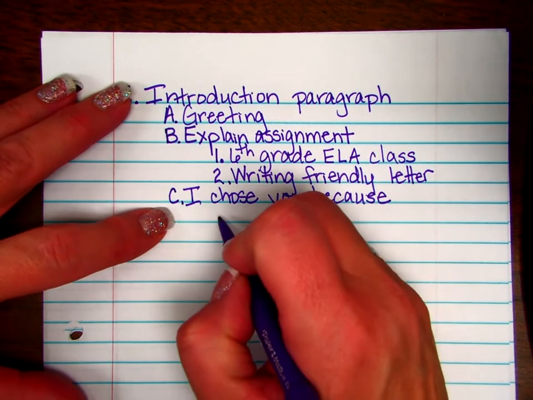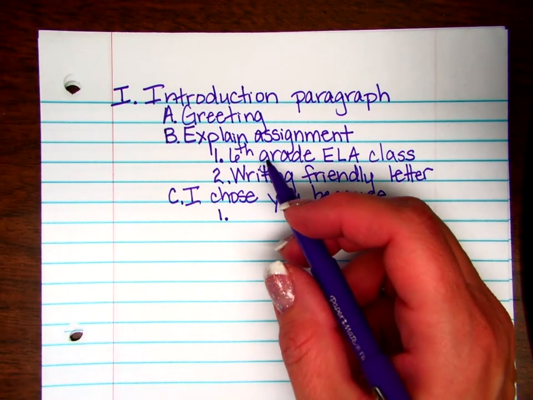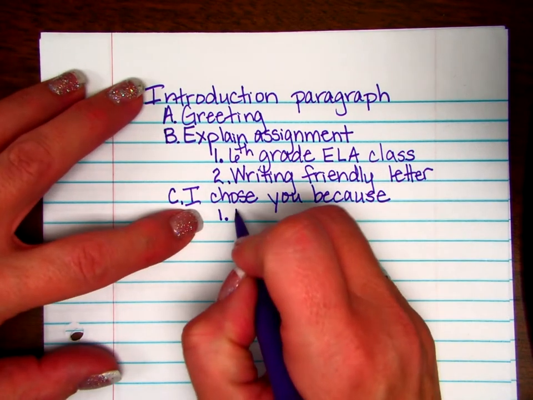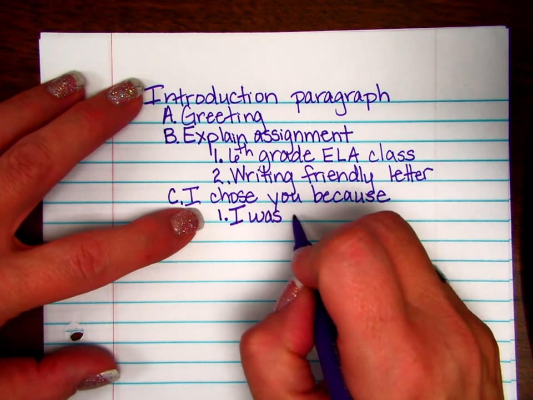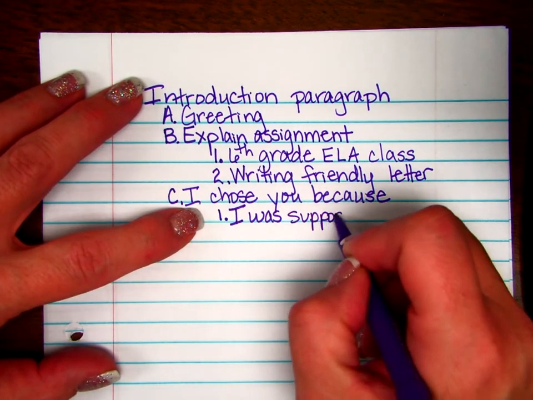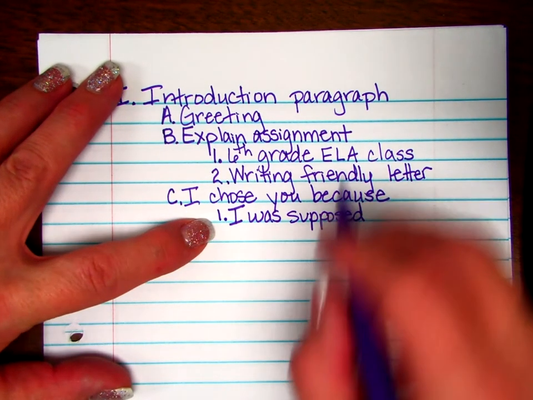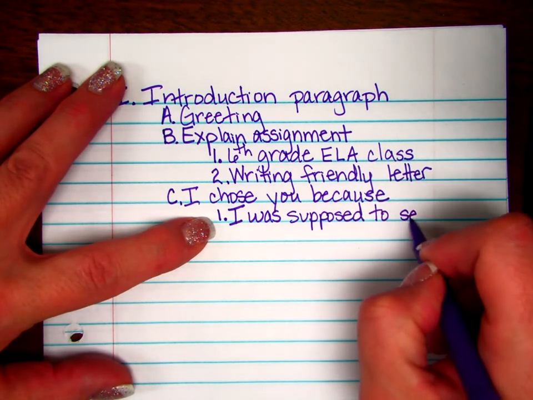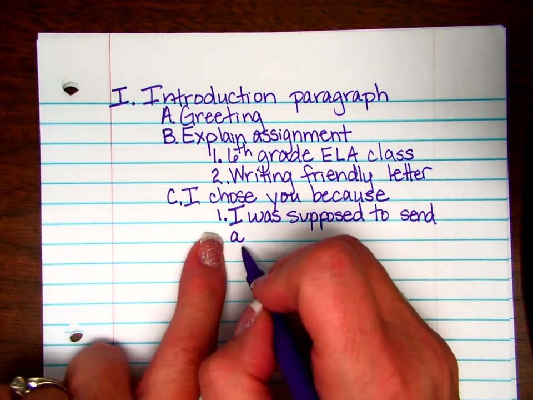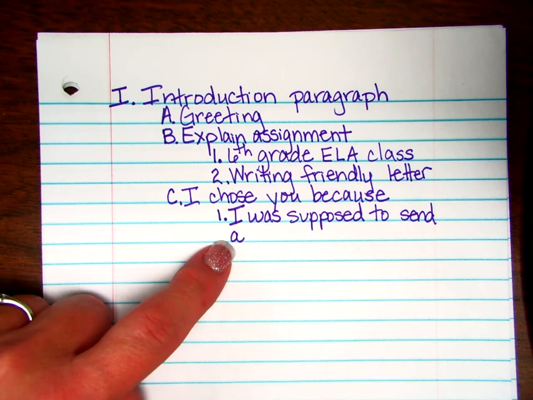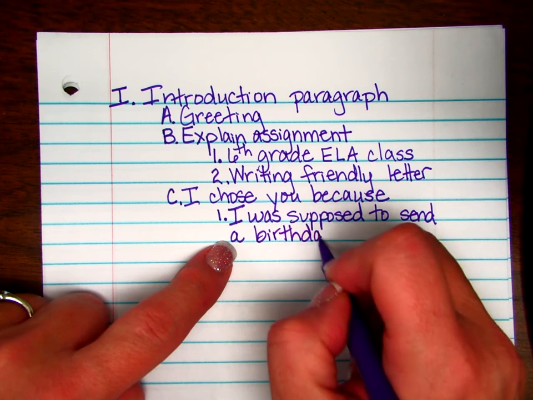So we're going to go to number 1. And I will share what I'm putting in my letter, but then you need to think of your own reasons. So my first reason is that I was supposed to have sent a birthday letter, and I forgot to do it on time. So mine's going to go past fitting on 1 line, which is not perfect for an outline, but I'll show you how that looks. I was supposed to send. Now, when I have to go to the next line, I line it up right underneath where I was writing for that specific detail. I was supposed to send a birthday letter.